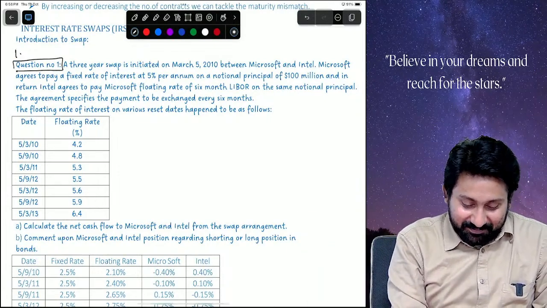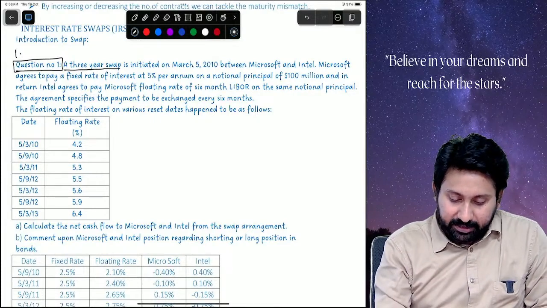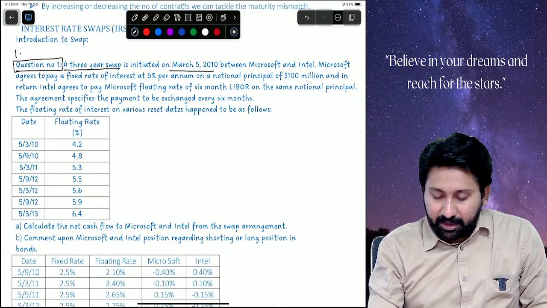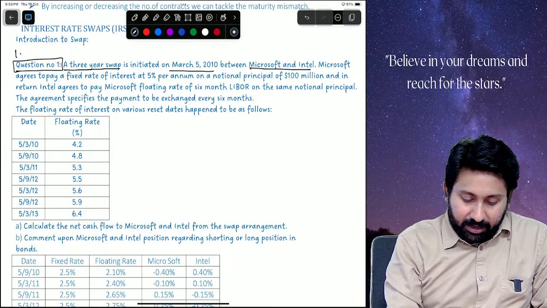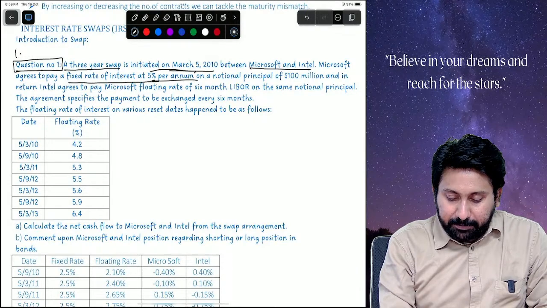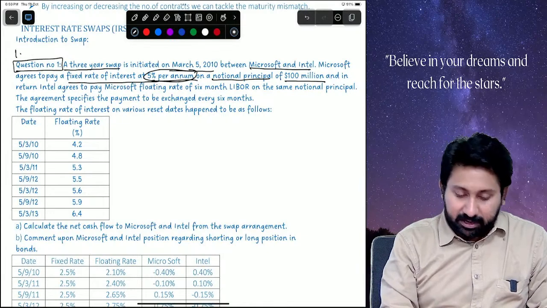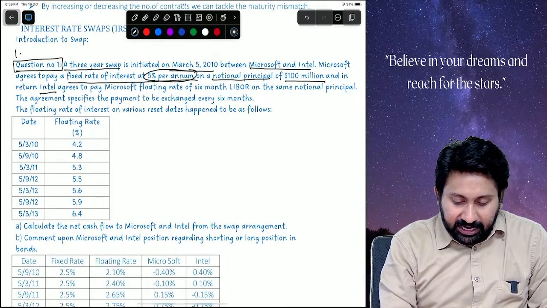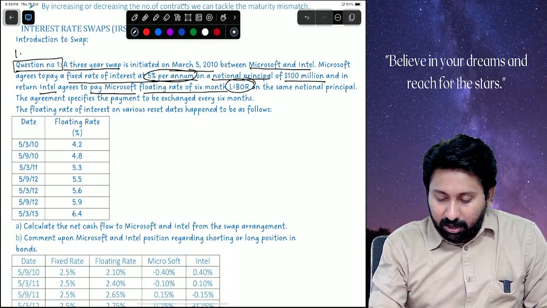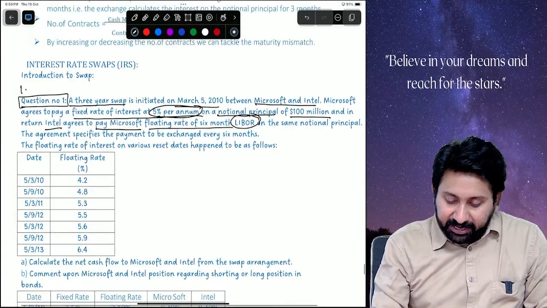Question number 1. Let's see. A 3-year swap is initiated on March 5th, 2010 between Microsoft and Intel. Microsoft agrees to pay a fixed rate of interest at the rate of 5% per annum on a notional principal of $100 million, and in return, Intel agrees to pay Microsoft a floating rate of 6-month LIBOR on the same notional principal. Agreement specifies the payment to be exchanged every 6 months.